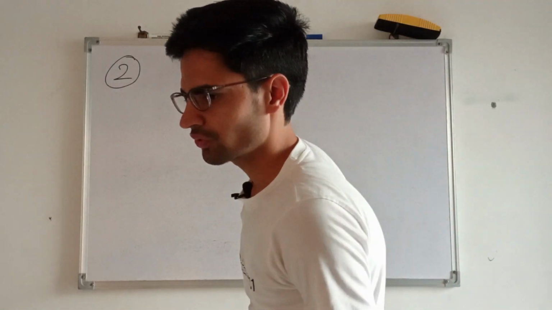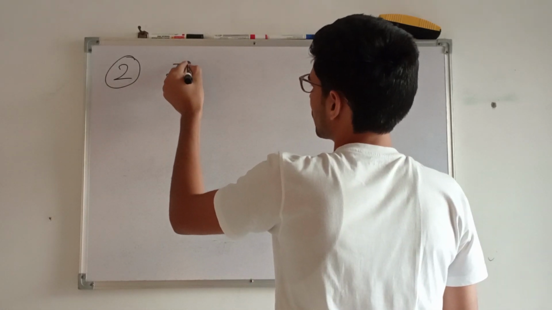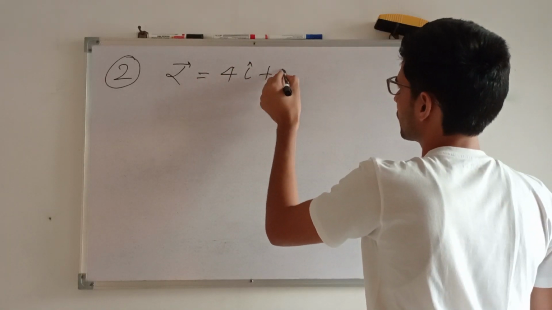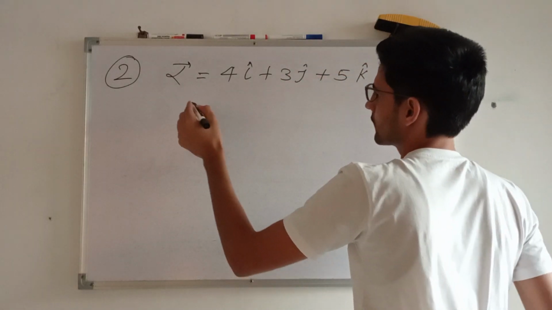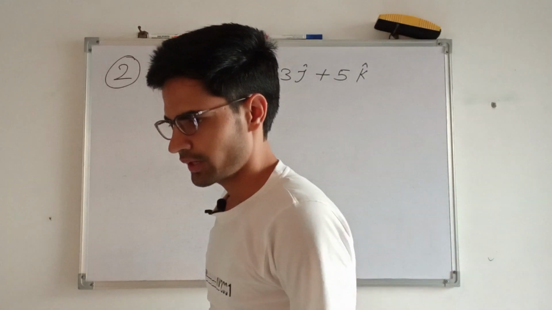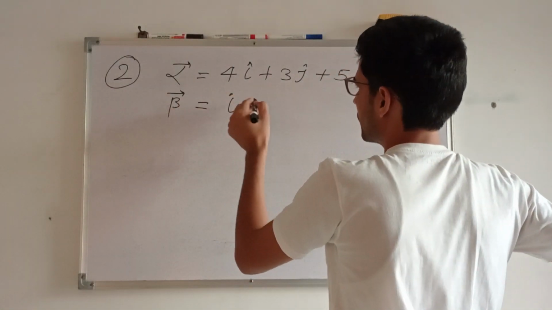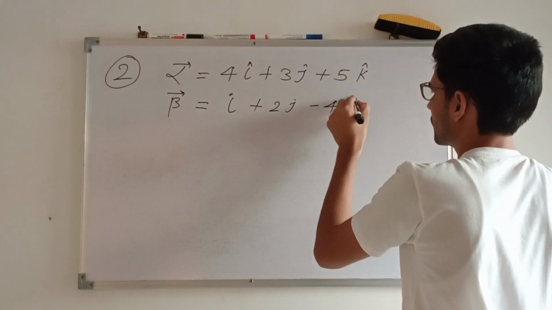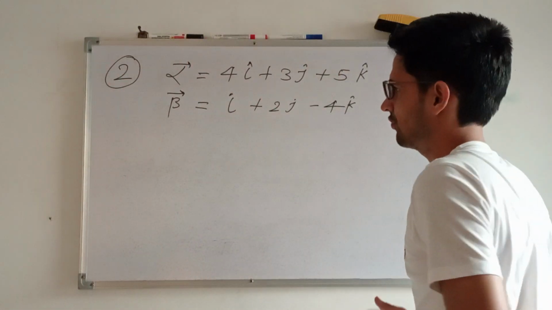One vector alpha is 4i cap plus 3j cap plus 5k cap. Another vector beta is i cap plus 2j cap minus 4k cap, right? Now beta 1 be parallel to alpha.